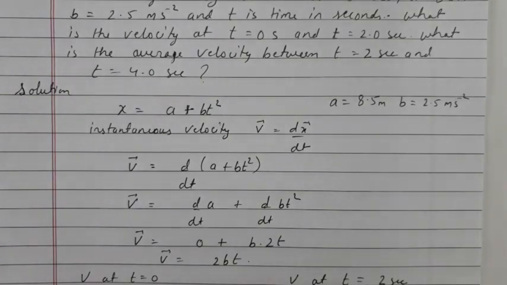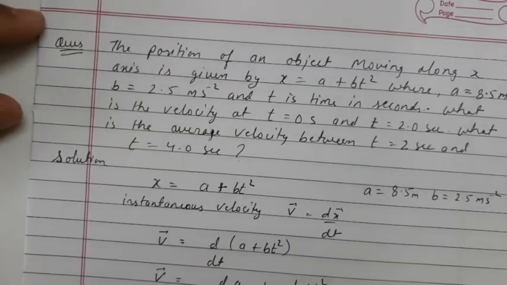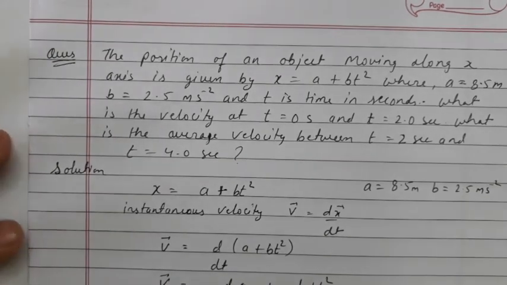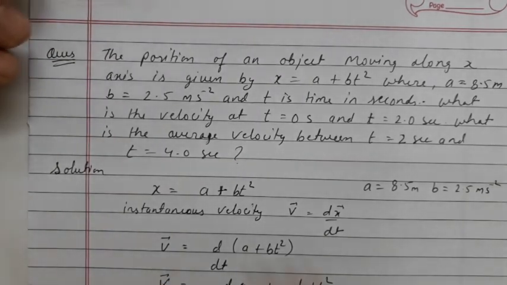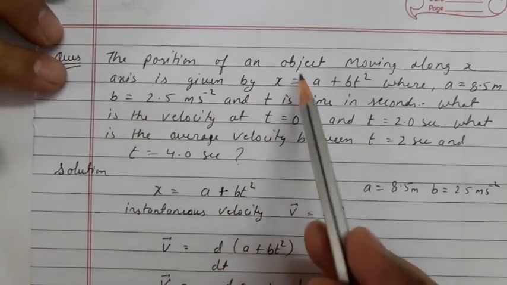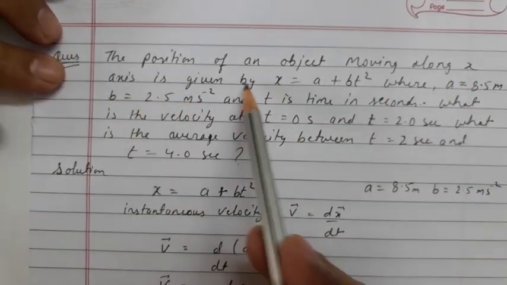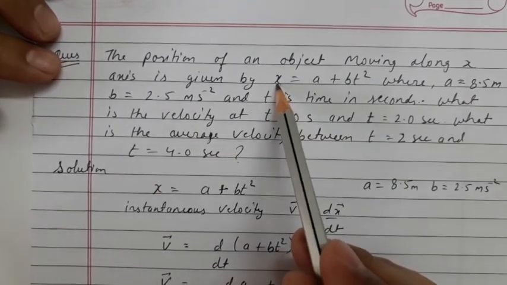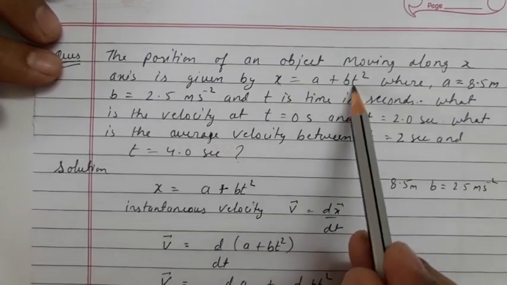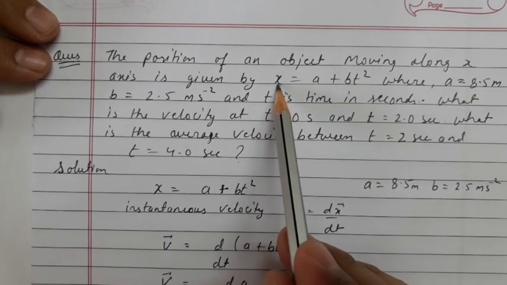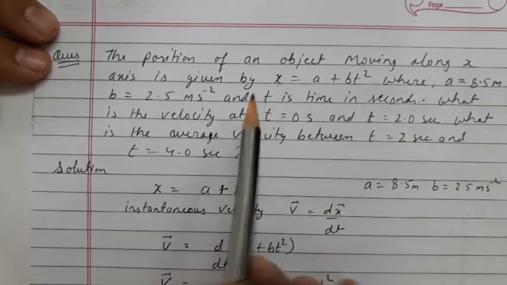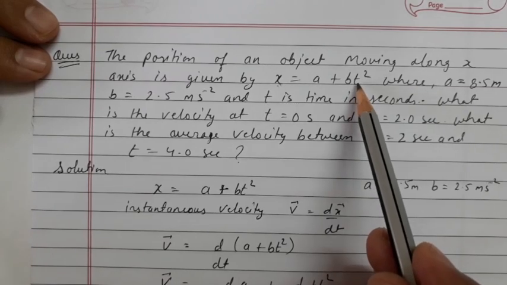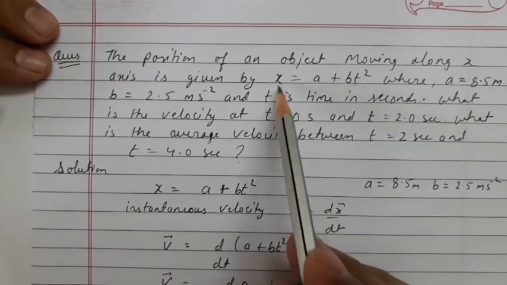Now comes the one numerical. This numerical is important. It is one example given in your book. So you have to understand this numerical in a perfect manner. Okay, the position of an object moving along x-axis is given by x is equal to a plus bt square. So this is the x-axis, which is a function of time. Okay, and it is the position of an object, and we can find out the position of the object. It will change the position when we change the time in this function.